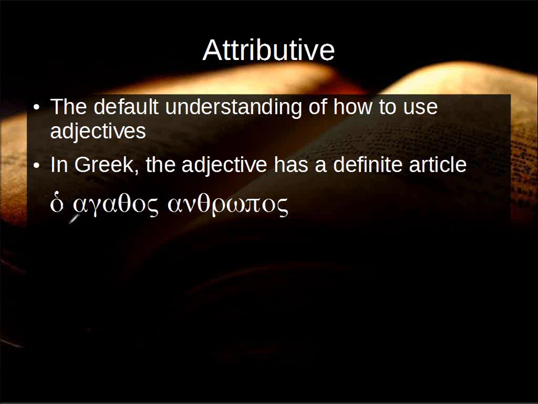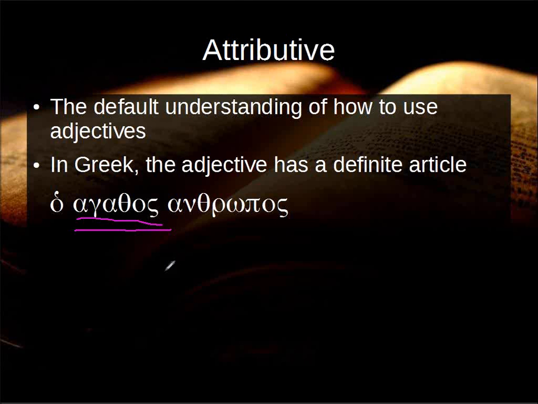So I'll read this sentence to you guys, all right? And I'll read it slowly. Ha agathos anthropos. Okay? One more time. Ha agathos anthropos. Now, I'm going to underline our adjective here twice. This is our adjective. All right?